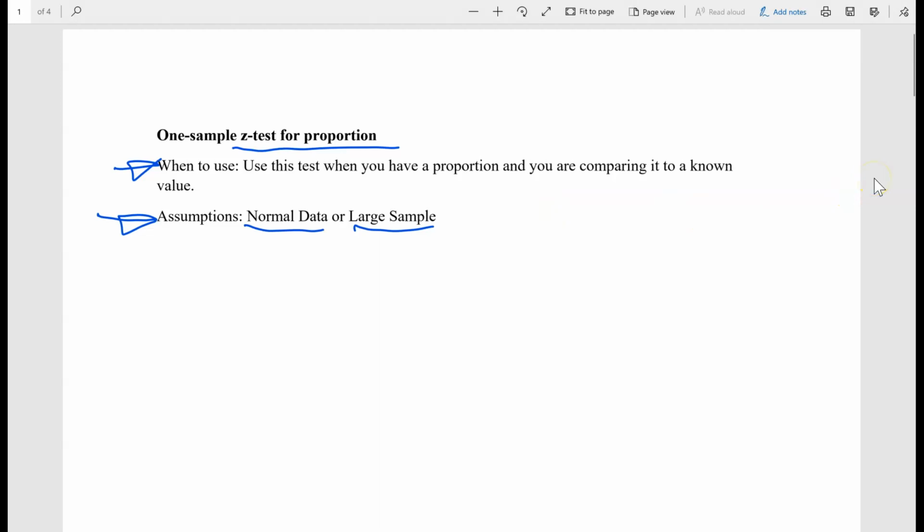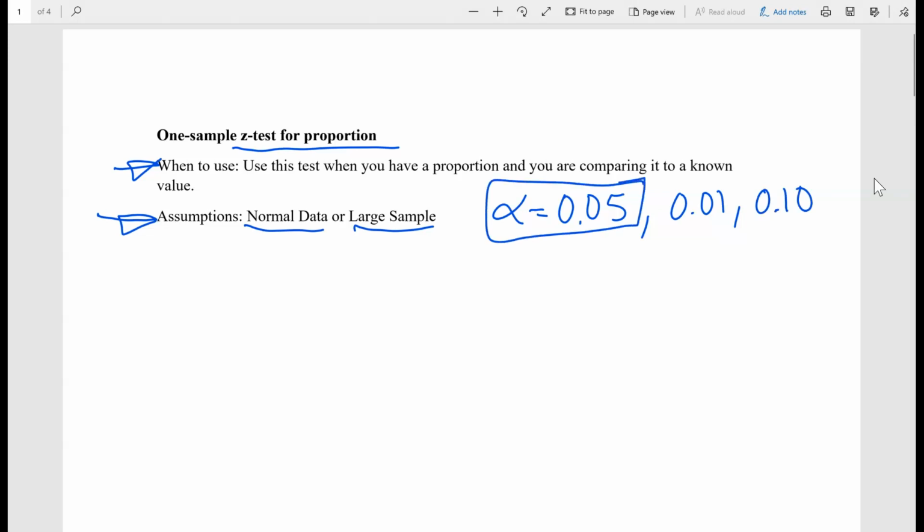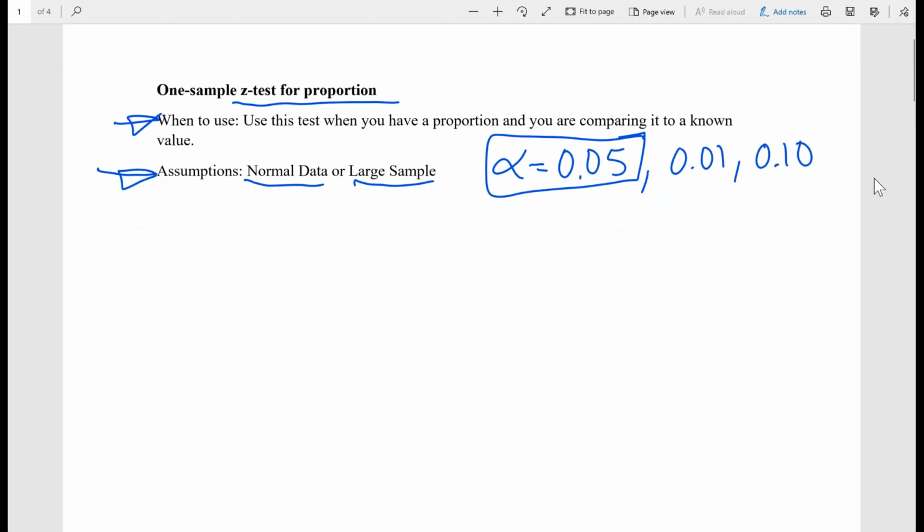So what you want to be able to do, the first step, is basically have an alpha value. Usually alpha will be 0.05. Your other options are 0.01, which is 1%, or 0.10. Usually I think a lot of you are going to pick this one. I will actually explain, after I do these testing videos, what alpha really means and what the whole purpose of alpha is.